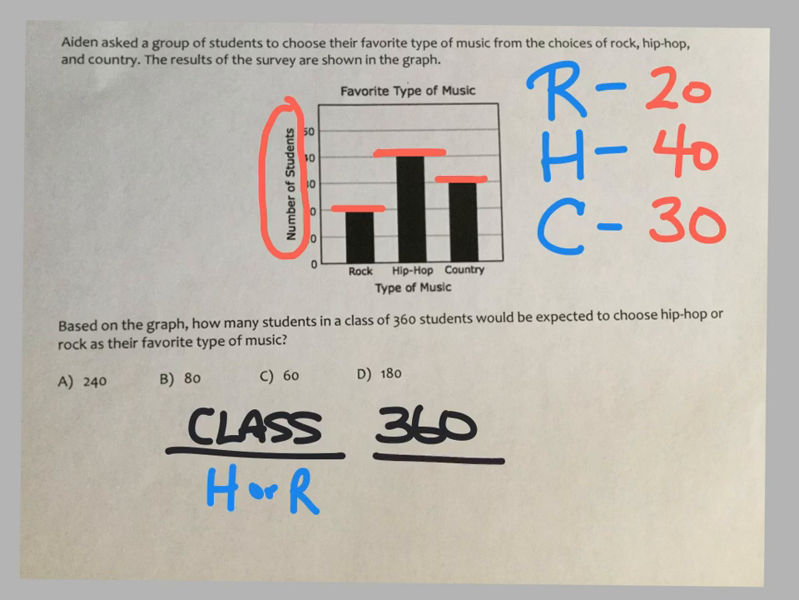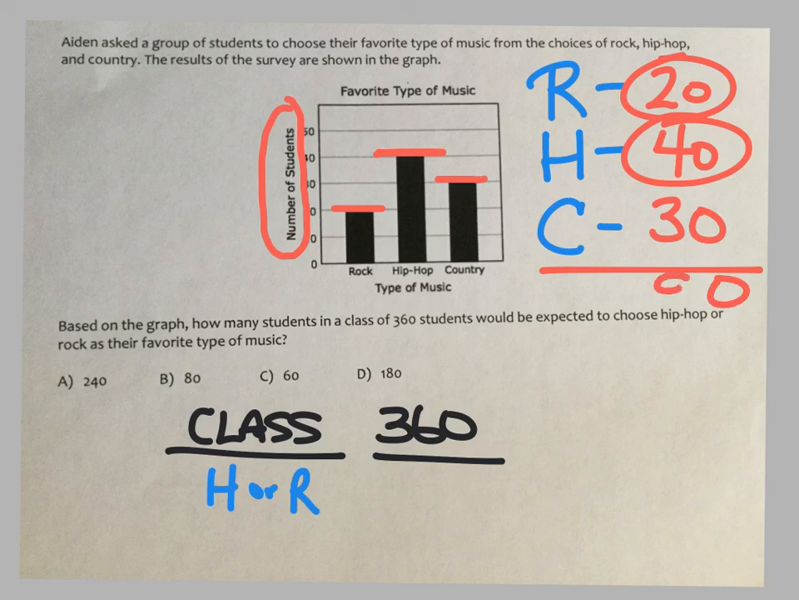Well, how many voted for hip-hop or rock in the original survey? Rock was 20, hip-hop was 40. And how large was that group of students? Well, I'd have to add these together. All the votes originally add up to 90 students. 20 rock, 40 hip-hop, 30 country means that 90 people voted. So the original class size was 90, not 360. And of those 90, 20 voted for rock and 40 for hip-hop, so that's a total of 60.